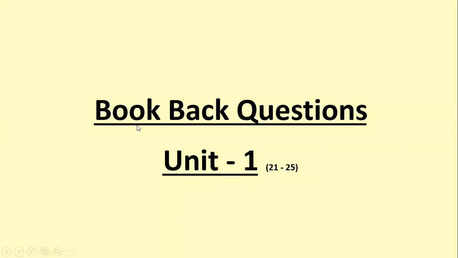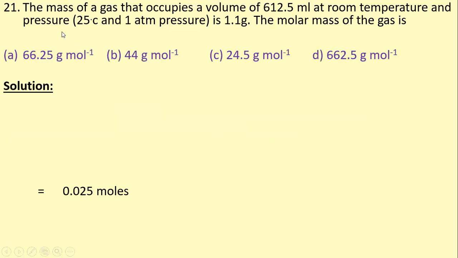Children, now we continue with the remaining book back questions from 21. See here, the mass of a gas that occupies a volume of 612.5 ml at room temperature and pressure, that is, 25 degrees Celsius and 1 atmospheric pressure, is 1.1 gram. So now we have to calculate the molar mass of the gas. Four options are given.